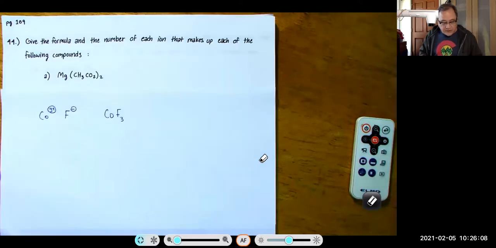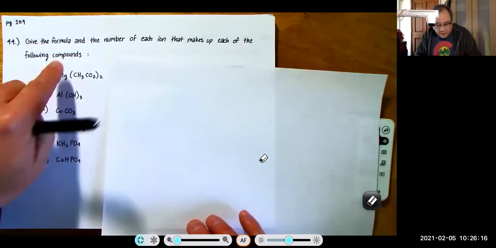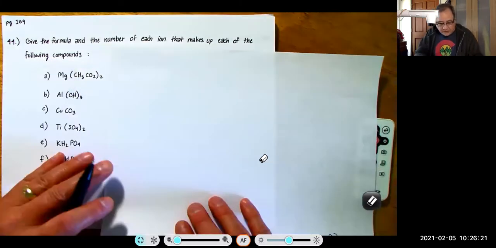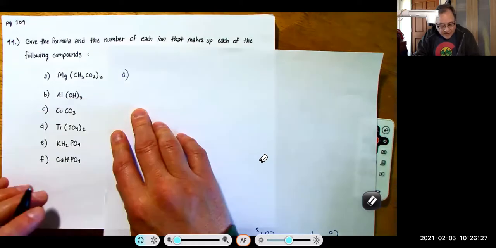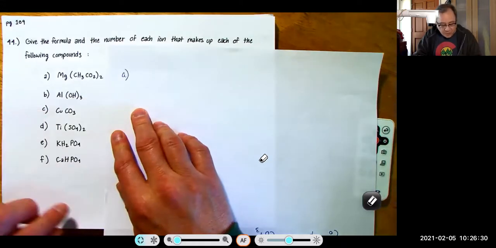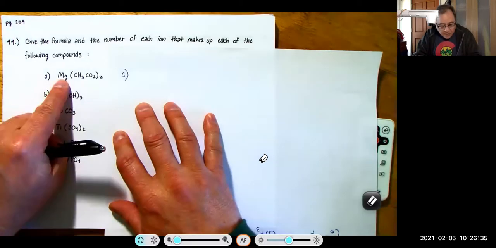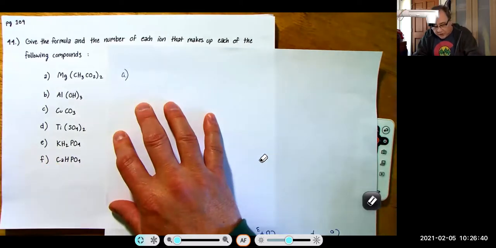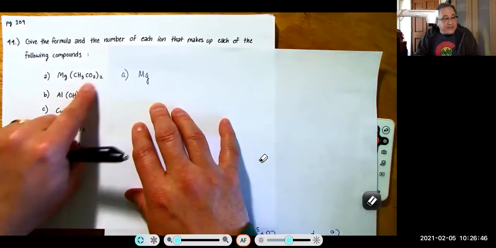Now, this one is one you need to really be able to do. So this asks you to give the formula and the number of each ion that makes up each of the following. So if we take a look at A, it's got a whole bunch of elements in it. It's got, what, 4 elements in it. What's going on? Well, remember, if you have a metal in it, it's probably ionic, and the metal is going to be the cation. So we should know that the magnesium is the cation. That means the rest of it is the anion.